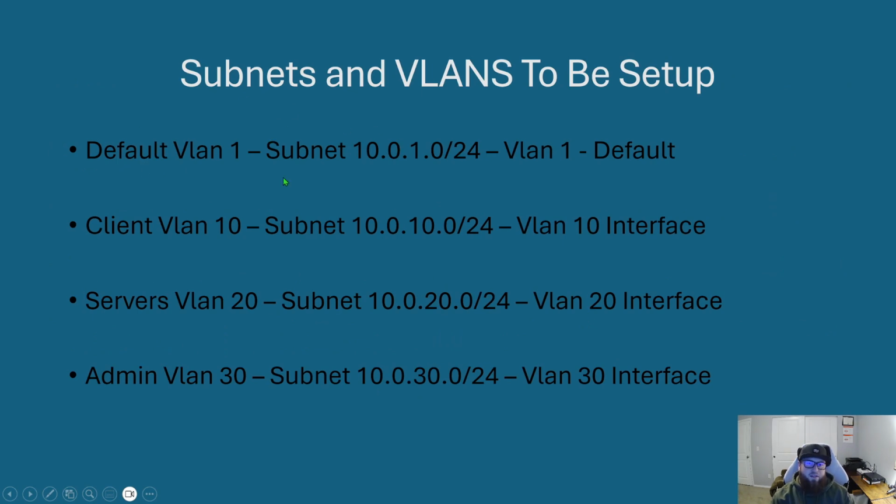These are going to be basically what we're going to be setting up today. Our default VLAN, VLAN 1, is going to be subnet 10.0.1.0. Everything's going to be in a /24 network, and this is going to be our naming convention. Same with VLAN 10, 20, and 30: 10.0.10.0, 10.0.20.0, 10.0.30.0, and so on and so forth.